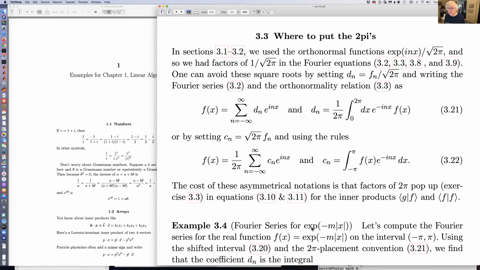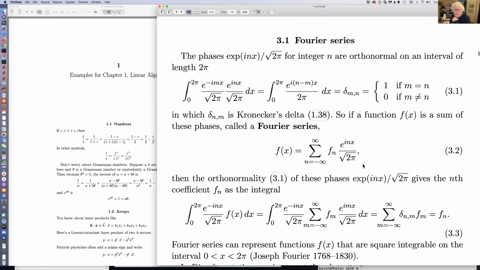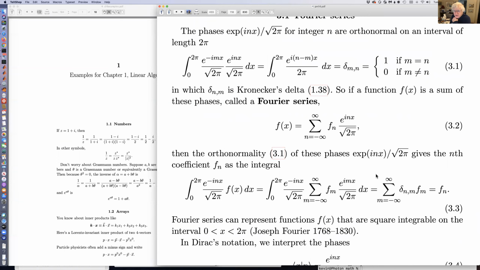There's a question then of where you put the 2 pi's. The safest thing is to do what I did, namely in the very beginning, we go back to these basic equations, we expand the function, and we have the phase factors over square root 2 pi. We compute the coefficients by using the phase factors over square root of 2 pi and integrating. If you stay with that, you won't make any mistakes.